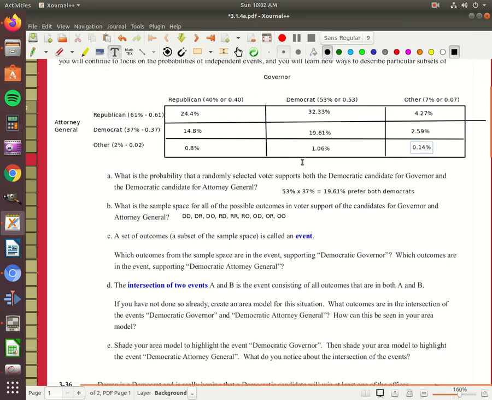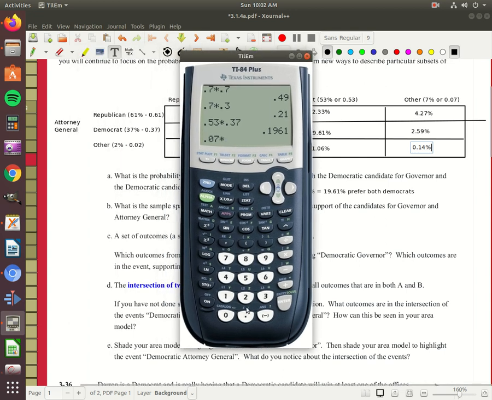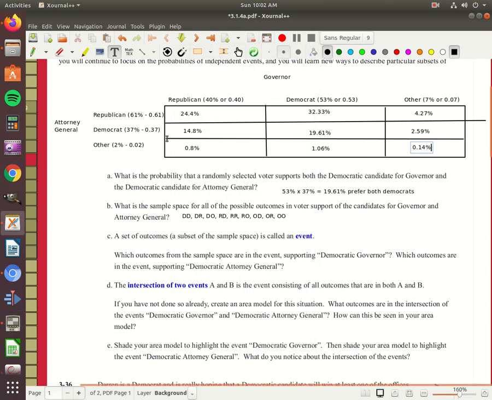Where we're at, I've turned this into an area model. There's a lot going on with this. So one thing I do want to talk about is how I got these numbers in the middle. So again, let's just focus on this 0.14. How did I get this 0.14%? Well, I know that the other governor was 7%, and I know that the other attorney general was 2%. So I went over here and I said, all right, so 7% is 0.07 times 2% is 0.02. And I got 0.0014. Well, if I move the decimal 2 places, it comes up to 0.14%. So you can see I did that for all of these, and that's how I got all these percentages, just so we're on the same page.